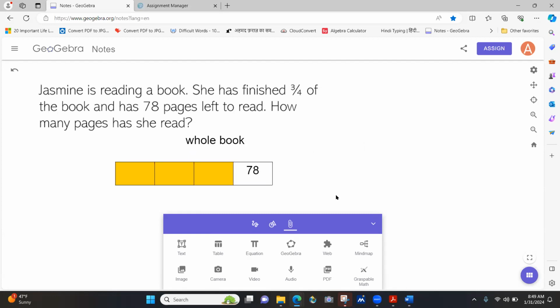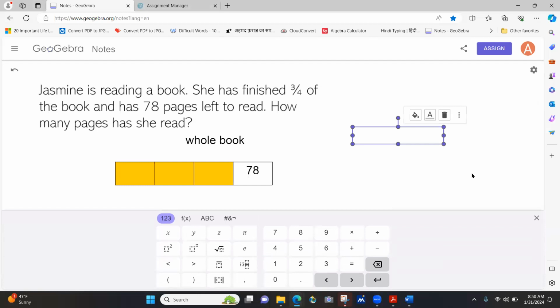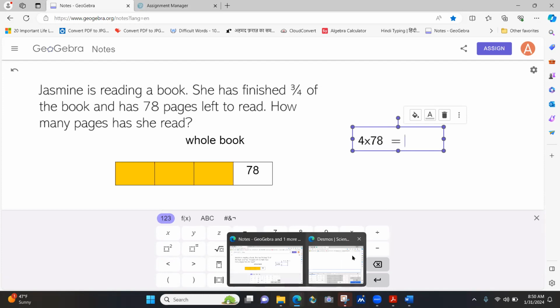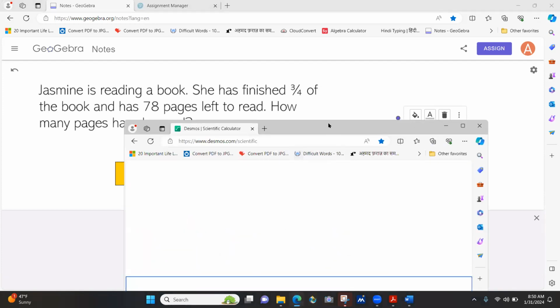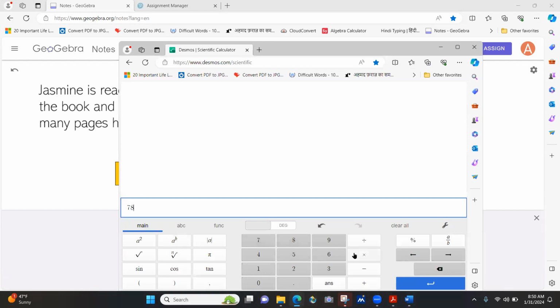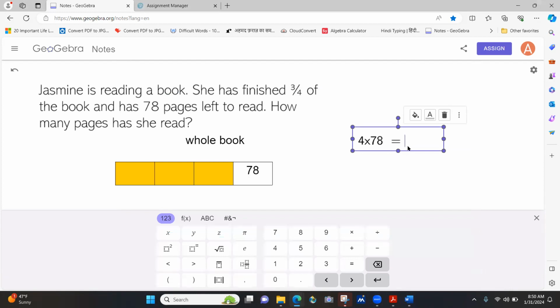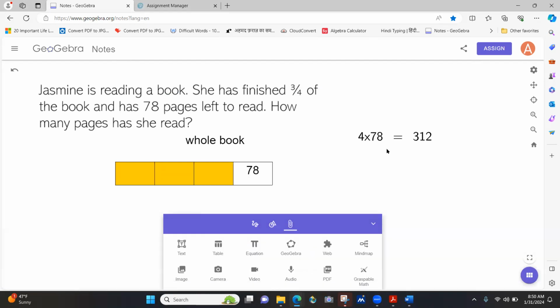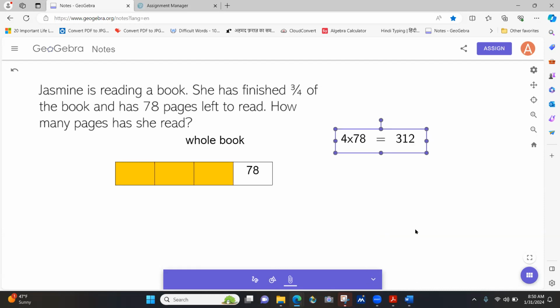Now, if that's the case, how many pages does the entire book have? It has to be 78 plus 78 plus 78 plus 78, or 78 times 4. Each little rectangle represents 78 pages, and the four of them. And I'm going to use my calculator, guys. 312. That's your answer. The book has 312 pages.